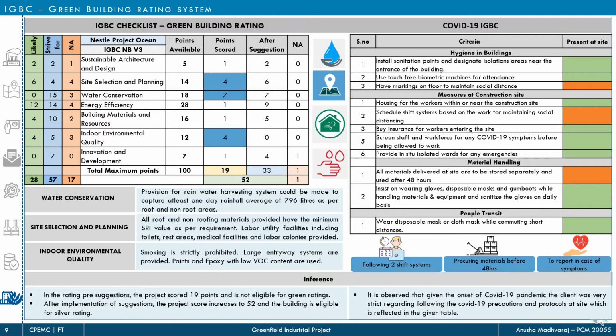Next is a green building rating system. Here we have rated a project considering the following factors, and after rating the existing situation, the score sums up to 19, which is not eligible, and after implementing the suggestions, the project is eligible for silver rating. The site selection, water conservation, and indoor air quality are scored higher compared to other criteria as more importance is given, and it is also observed that roof materials with less SRI value and paints with low VOC contents etc. were used at site. Similarly, we have analyzed the criteria for COVID norms also. Here it is observed that most of the necessary COVID precautions and protocols have been followed at site, and suggestions have been provided for those that are not followed at site.